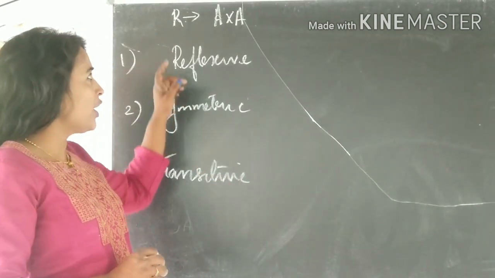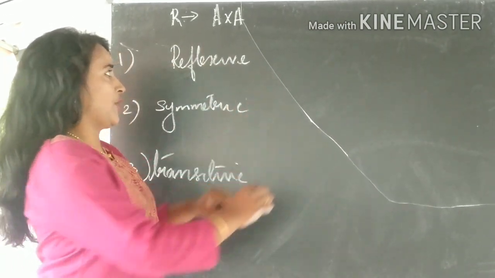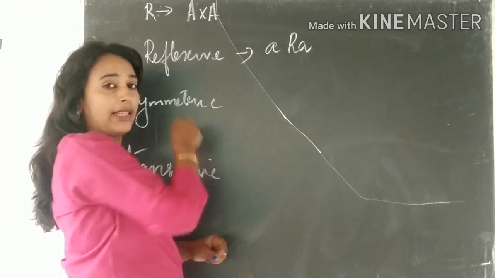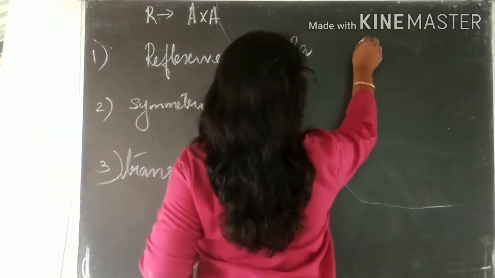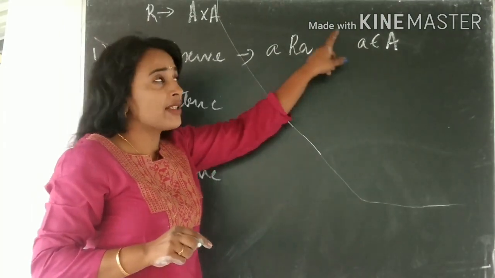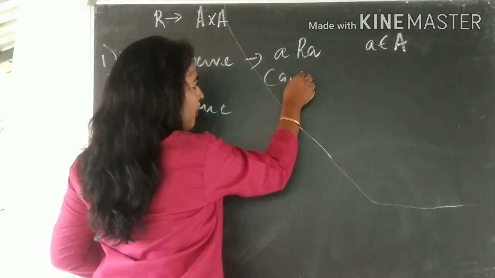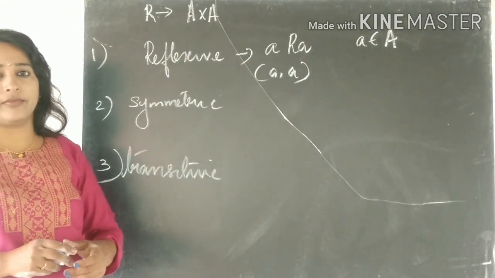When the relation is having a relation, in A related to A. That means for every element of A in this set A, for every element, small a, the element in the set A, there should be ordered pair (a, a) in this relation R.